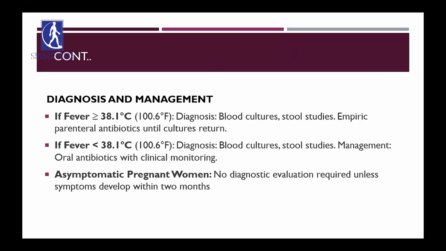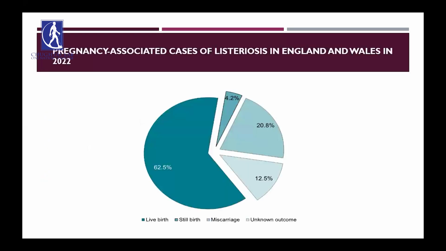If the fever is more than 100.6 degrees, we send the blood culture and stool culture. Then we treat it with parenteral antibiotics until the cultures return. If the fever is less than 100.6 degrees, we send the labs and manage it with oral antibiotics with clinical monitoring. This is a pie chart of pregnancy associated cases of listeriosis in England and Wales.